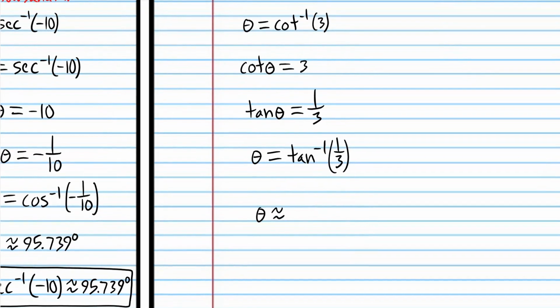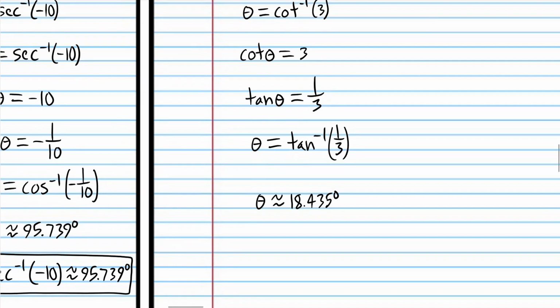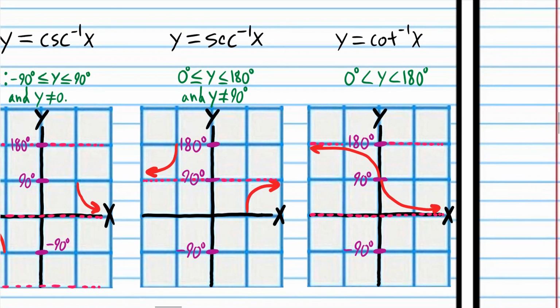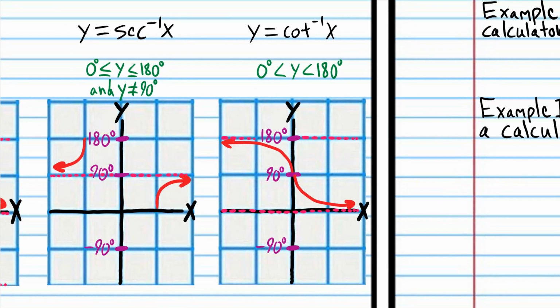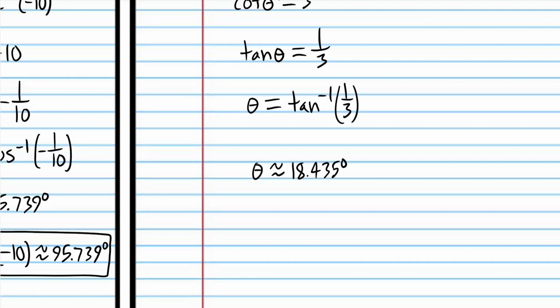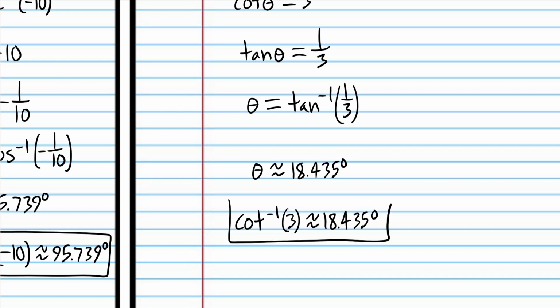So I'm going to do that on my calculator, and I get 18.435 degrees. And if you look at the range restriction for the cotangent inverse function, you see it must be between 0 and 180 degrees. And so our answer is in that range. So cotangent inverse of 3 is approximately equal to 18.435 degrees. And there you go.